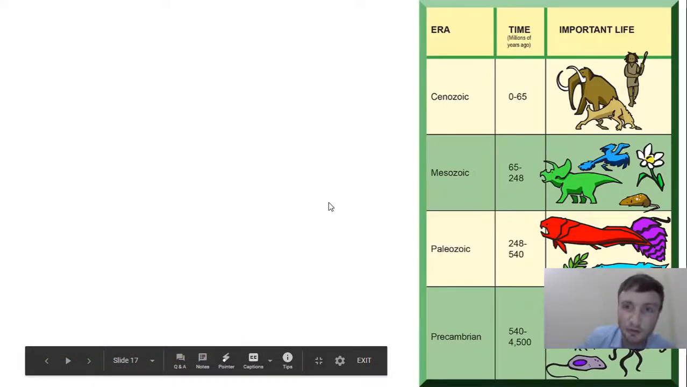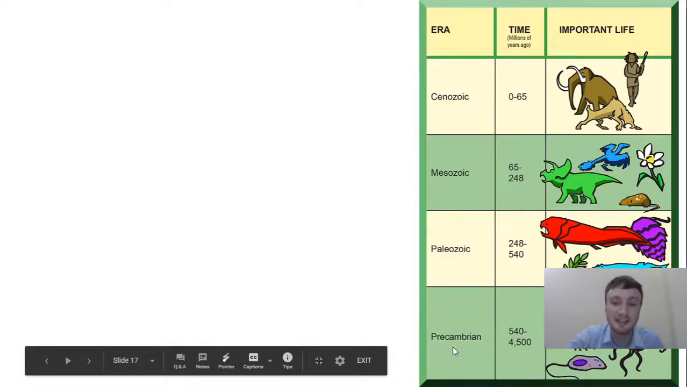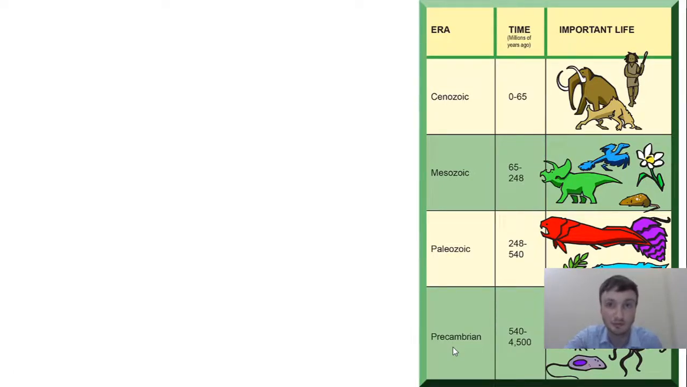So I'm going to take you on a trip through different eras of time. First we're going to go back 4,500 million years ago. So we call this, see here at the bottom, the Precambrian. It means before Cambrian. These are just the names of the era.